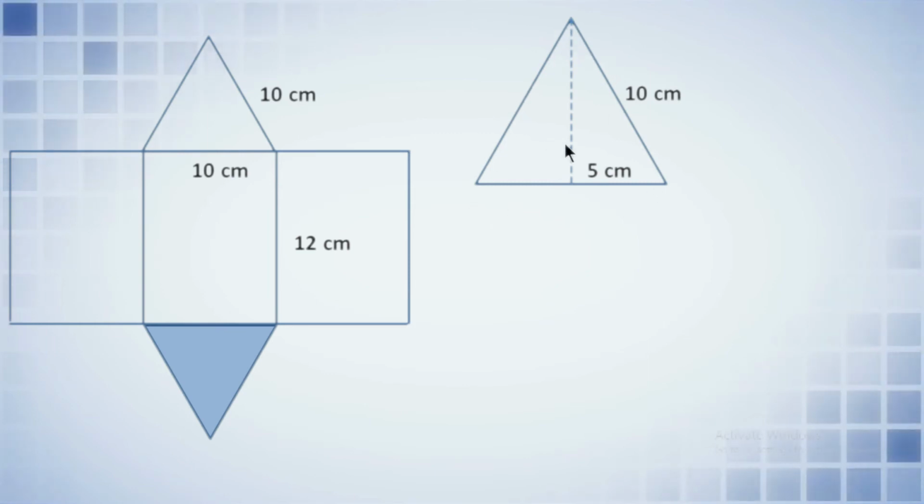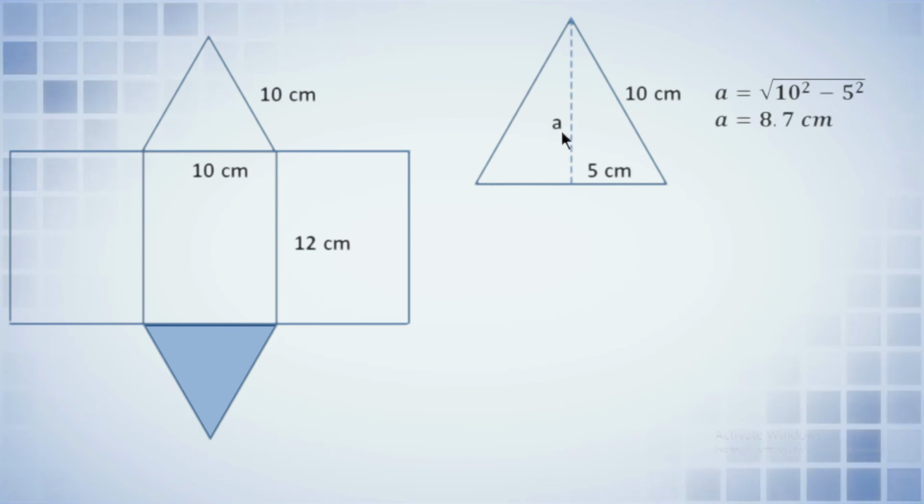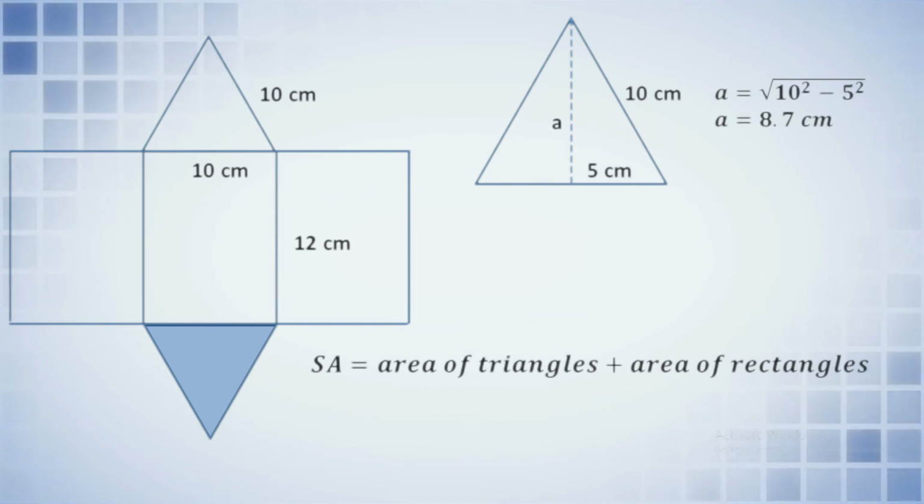So in order to find the area of this triangle, we have to know the height. Let's say the height is A. So this is 5 because this is half of this side. In order to find A, we use the Pythagorean theorem, which means A equals the square root of 10 square minus 5 square, equal to 8.7 centimeters. You can check this number with your calculator. And then we can find the surface area of the triangular prism.